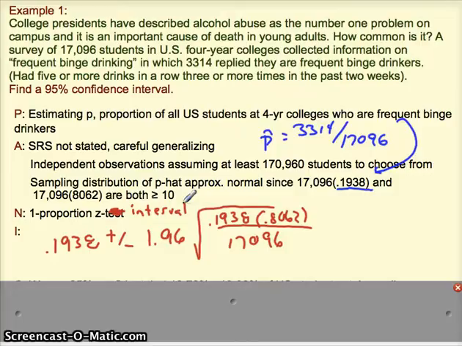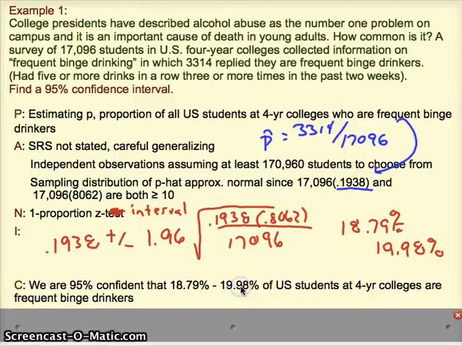Recall, you can do this on your calculator. You can do a one proportion z interval on your calculator. Don't calculate what you see here by hand. Let your calculator do the work. And you get 18.79 to 19.98. I'm expressing them as percents here just because I prefer the language of percents, but you can do them as decimals, 0.1879 to 0.1998.